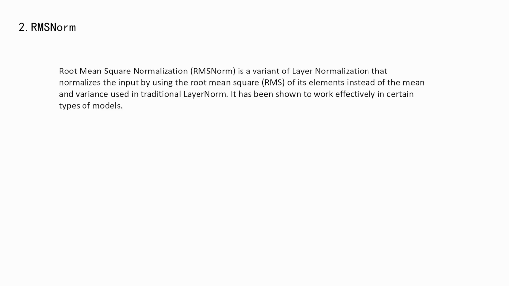RMSNorm, root mean square normalization. RMSNorm is a variant of layer normalization that normalizes the input by using the root mean square of its elements instead of the mean and variance used in traditional layer norm. It has been shown to work effectively in certain types of models.